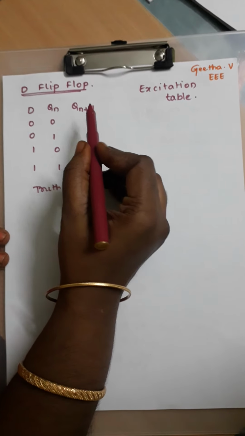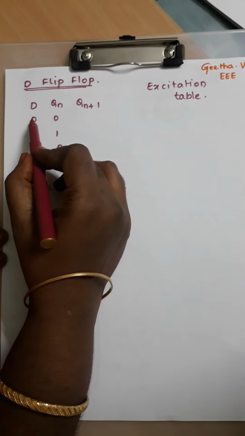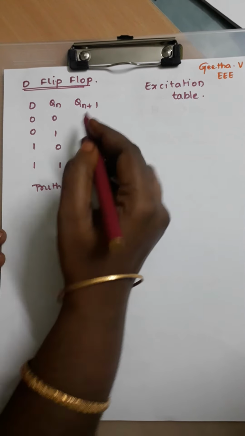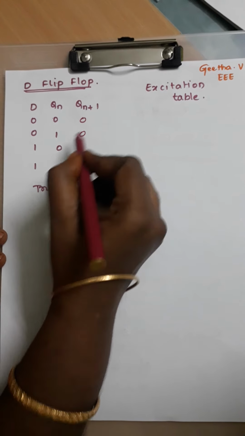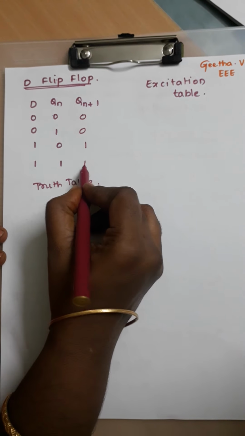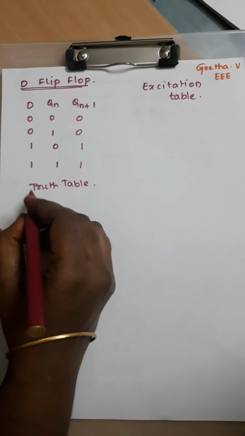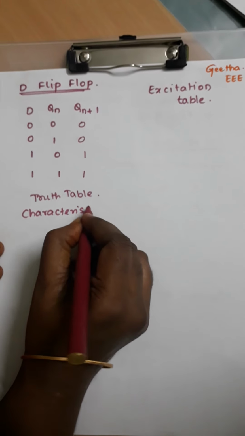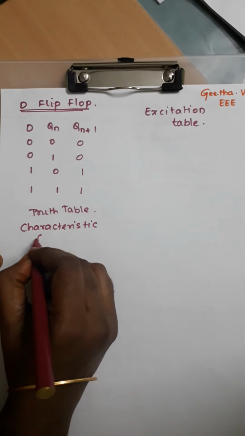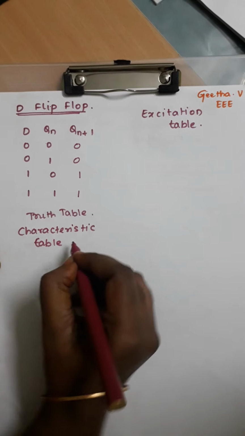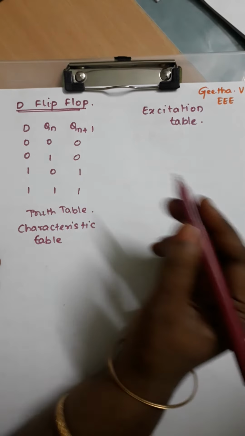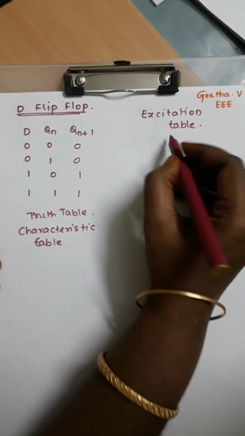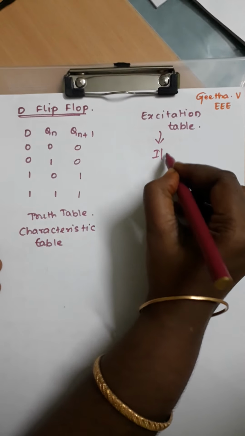So Qn plus 1 remains the same as D for your present state of 0 or 1. So 0, 0, 1 and 1. This is your characteristics table. We say truth table, or we call it your characteristics table of a D flip-flop. So now, using your characteristics table of a D flip-flop, you have to go on for framing the excitation table. Excitation means that it is input.